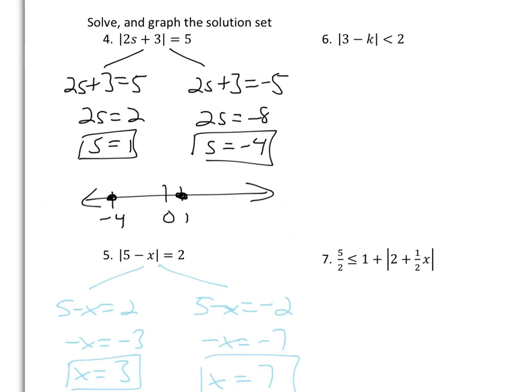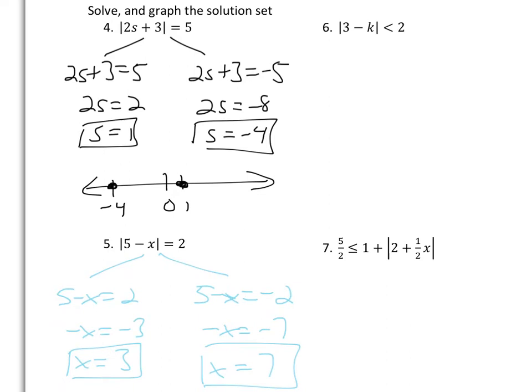Number 6, okay, now we'll get to the more difficult ones with the inequalities. So this one's already set up for us. We can go straight to the split. That's great, 3 minus k. Now we flip the sign and multiply the right side by -1. Okay, so notice that the left side stays the same for both of them. For the first one, same sign, same number. Second one, opposite sign, opposite number.